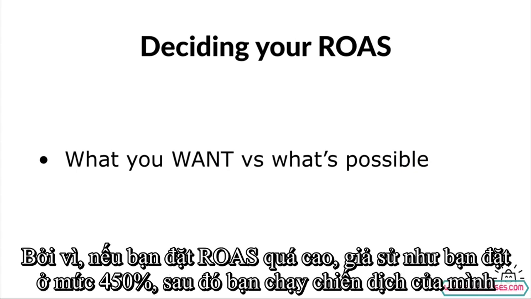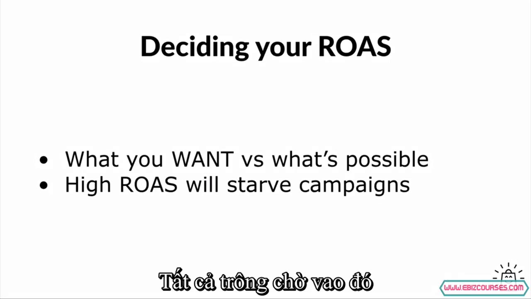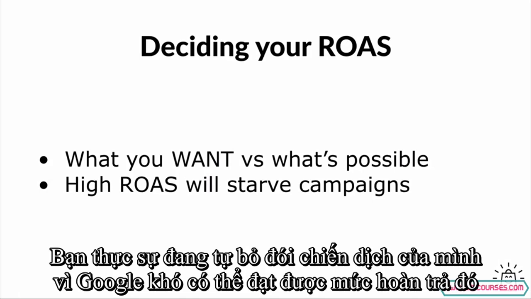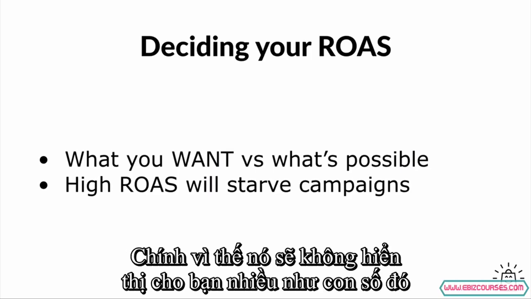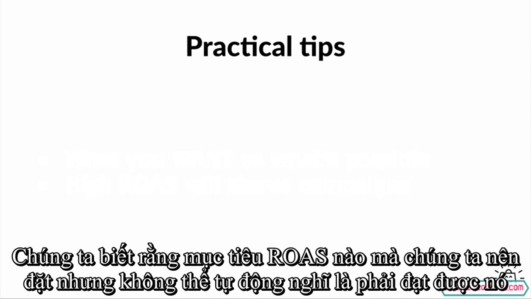Because if you set your ROAS too high, let's say you want to hit 450% and you run your campaigns out of the gate based on that, you actually will starve your campaigns, because Google Ads will say, well, I can't achieve that return, so actually I won't show you that much. So now we know two things. We know what ROAS we should hit, but we can't automatically expect this to happen.